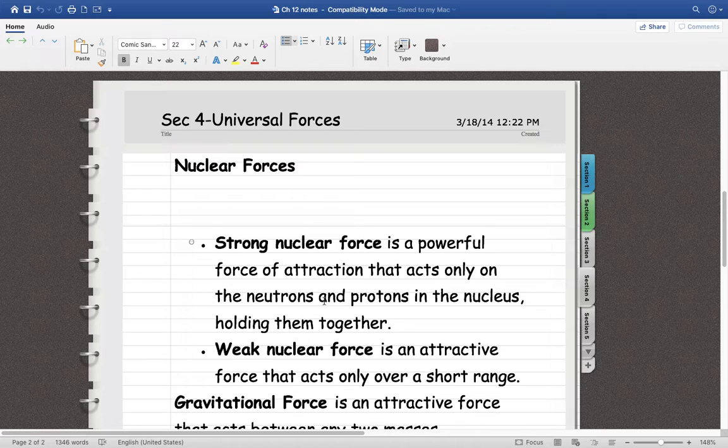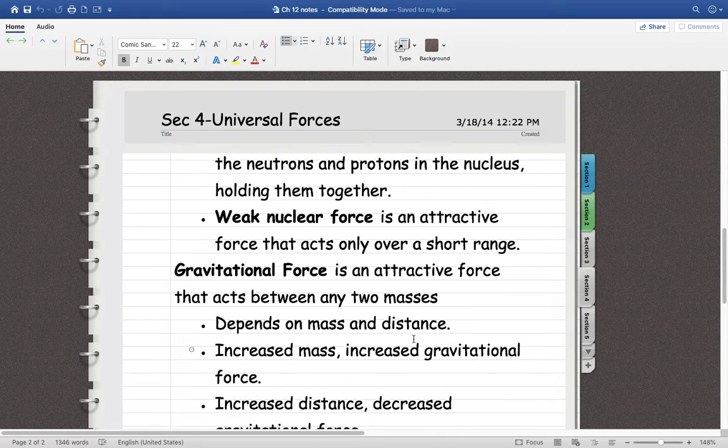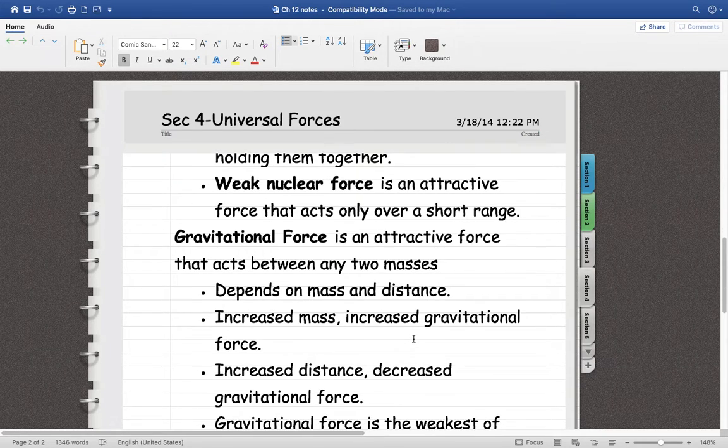Weak nuclear force is an attractive force that only acts over a short range. This can also be radioactive material that starts to break down. All right, the third one is gravitational force.